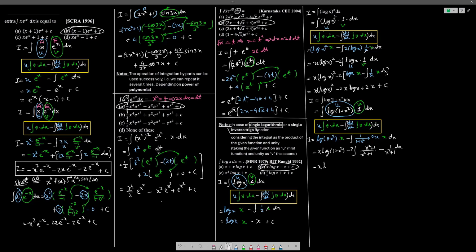So the first term still remains as it is. The x² + 1 will be cancelled out, integration of 1 will be x, minus 1 upon x² + 1, integration is tan inverse x, plus c. So ta-da! This is your final answer.